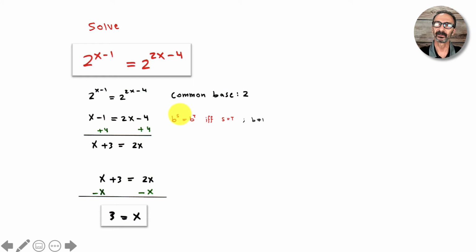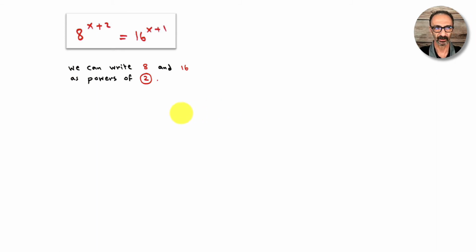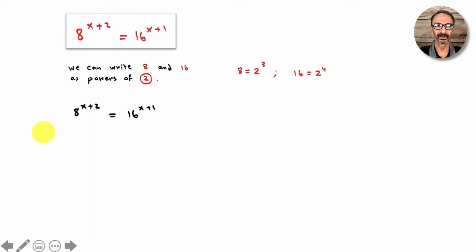Let's take a different level question. When the bases are not fully ready for us, like here where it's so obvious that we have the same base, in this example the bases are related, but they're not identical. But we could rewrite 8 and 16 as powers of 2. Then we will have the same base, which is 2. Here we go. We have 8 equals 2 to the third and 16 equals 2 to the fourth. We're going to go back in and use that for this problem.